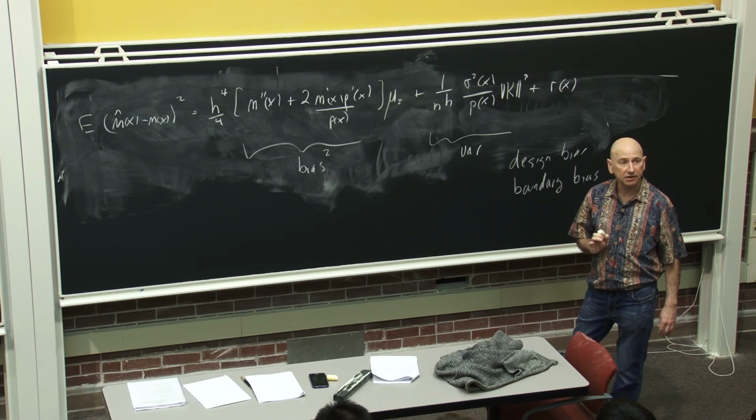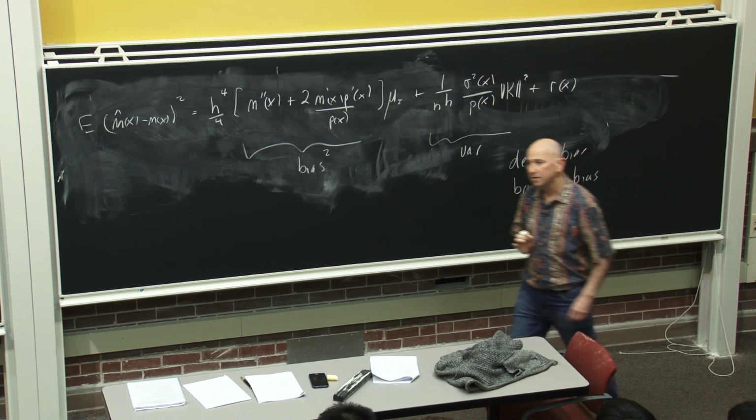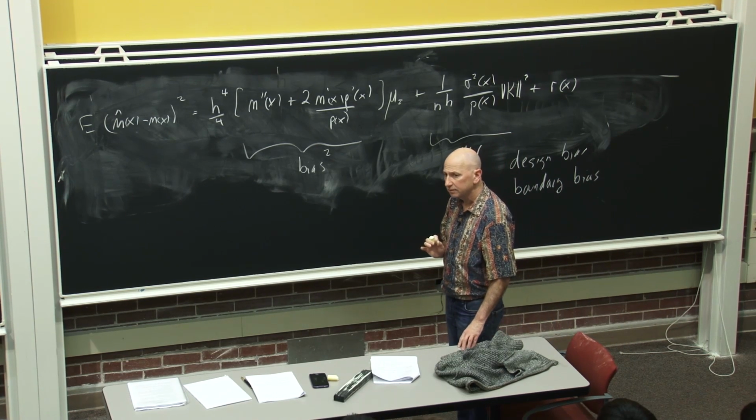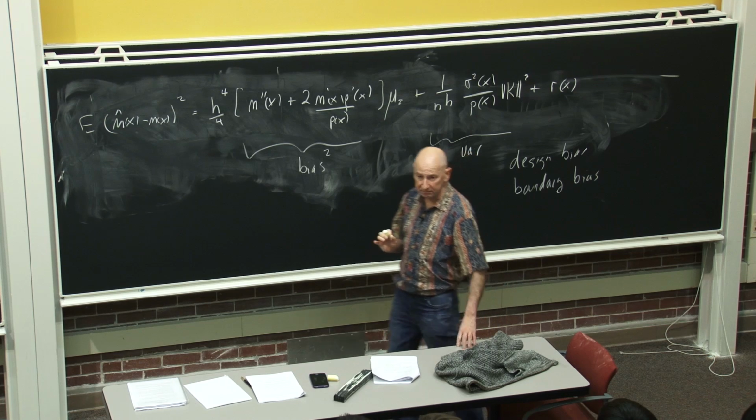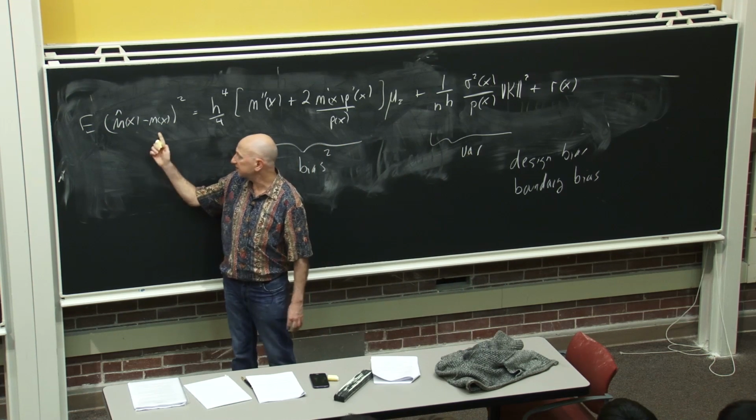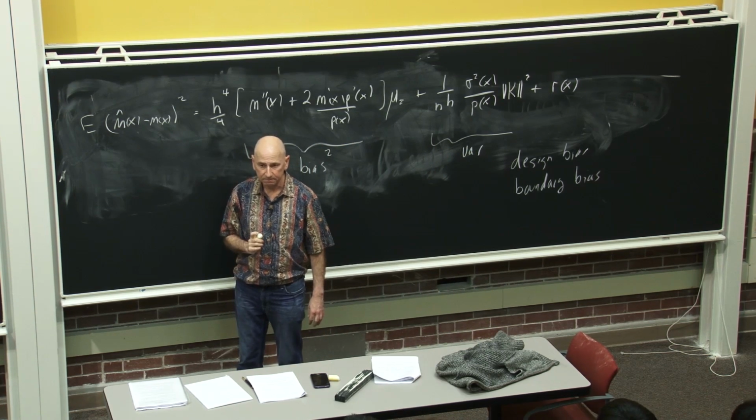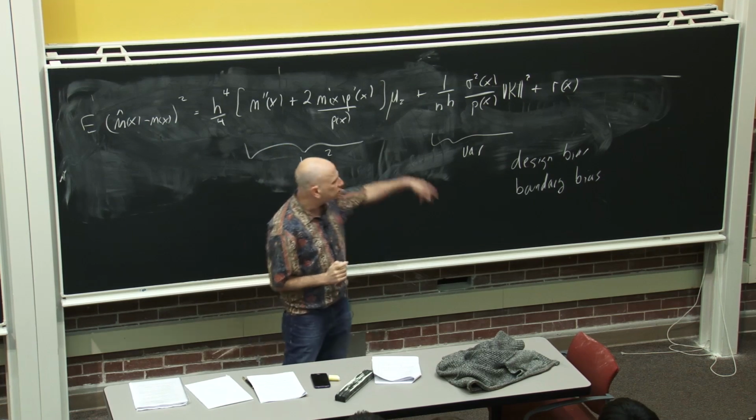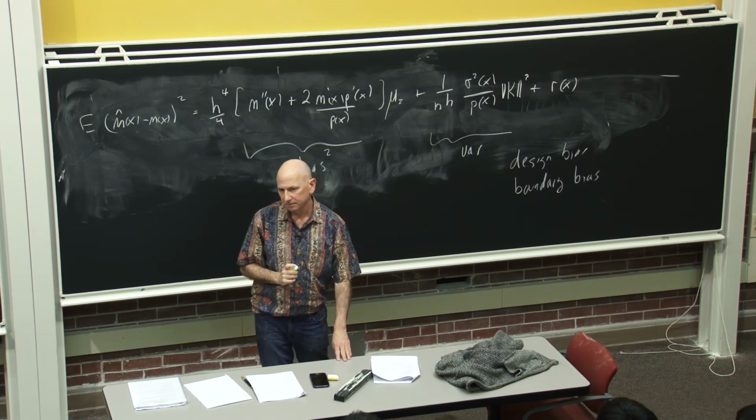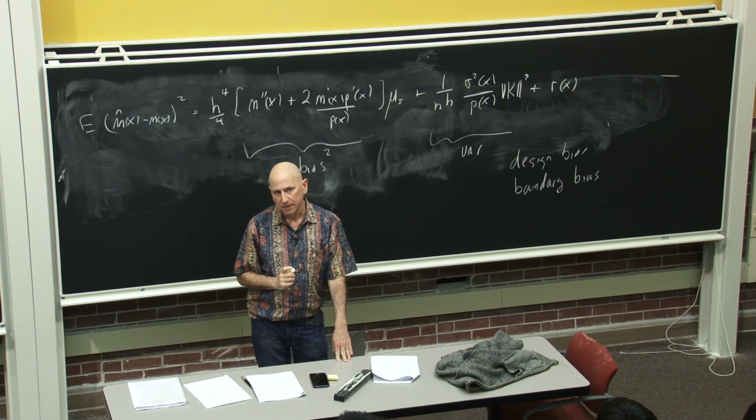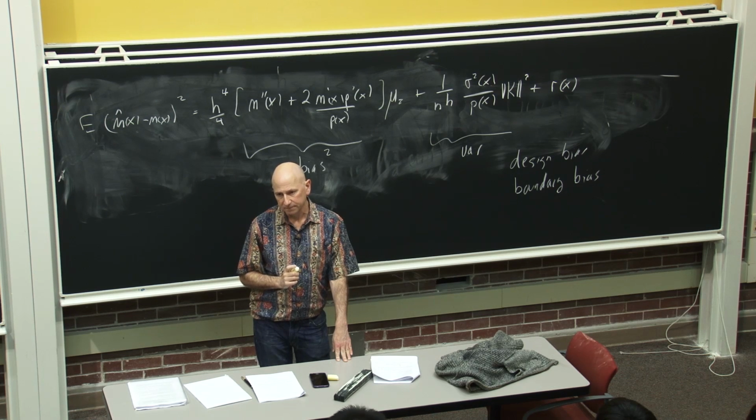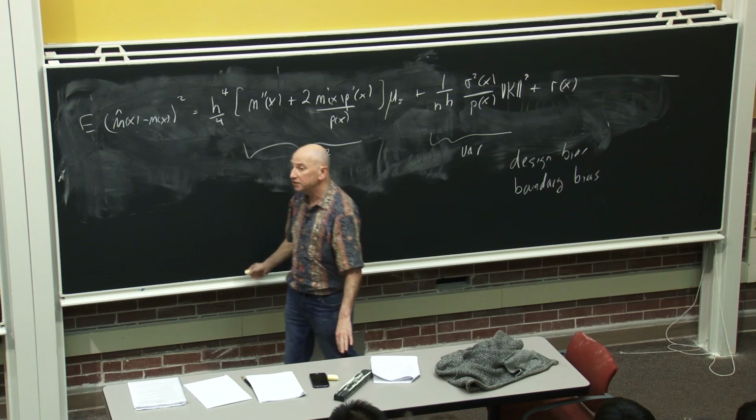Yeah. Any other questions? The expectation is only over the data used to construct the estimate. That's the only thing random here, the training data, because this is at a fixed x. And what is the norm of k? The norm of k is just the usual L2 norm of the function. Any other questions? Good. So then we'll continue this on Thursday.